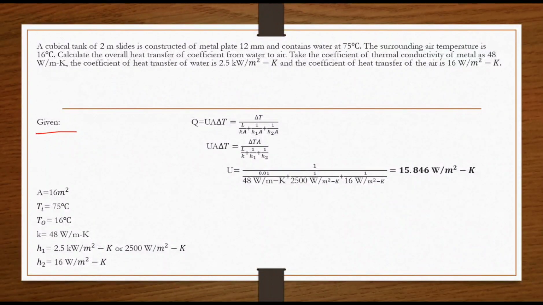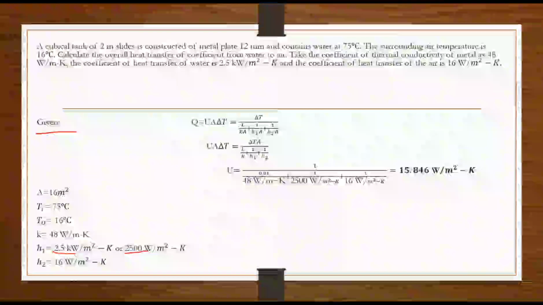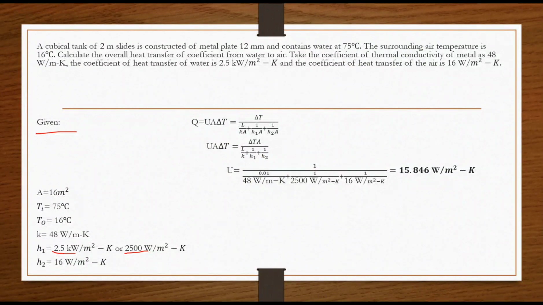And our H1, or heat transfer 1, we have 2.5 kilowatts per meter squared Kelvin, or 2,500 watts per meter squared Kelvin. And for our heat transfer 2, we have 16 watts per meter squared Kelvin. This 2,500 is the heat transfer of water, and this 16 is the heat transfer of the air.